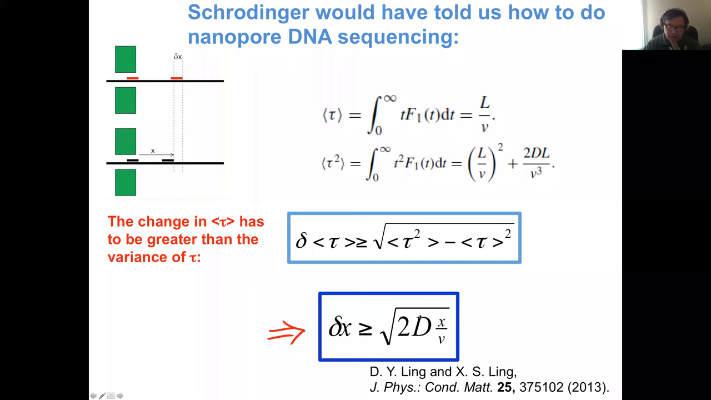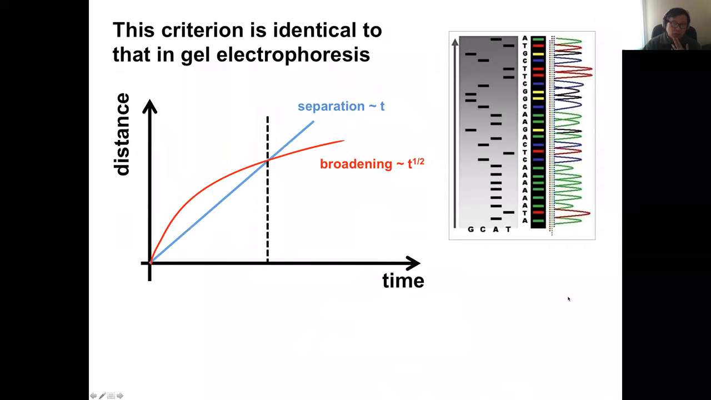What this says is, in the time of travel, the diffusion length scale should be less than the spacing between them, okay? So this is a criteria which turns out to be identical to what Sanger used for his work on DNA sequencing by using joint preferences. In his case, his separation is as a function of distance. So he put in the field in the band and then watched as a function of the space. They just wait a long time because the separation between the bands grows with time, but the broadening of each band only grows as a square root of time. So if you wait a long enough time, they will always separate, okay?